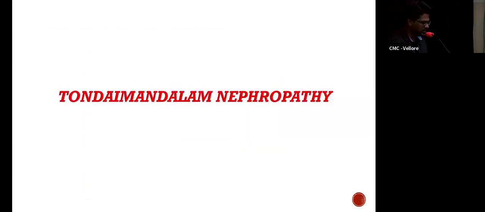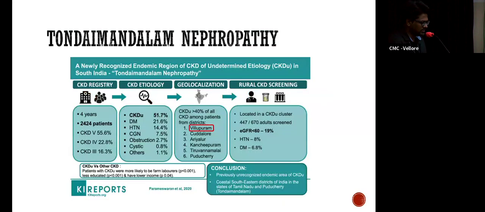So the next one is Thondaimandalam nephropathy. This is a recent paper published from JIPMER in 2020, where they found that in Tamil Nadu, there are 6 districts, mainly Viluppuram, Cuddalore, Ariyalur, Kancheepuram, Thiruvannamalai, and Puducherry. So this is a population where there is increased incidence of CKDu.